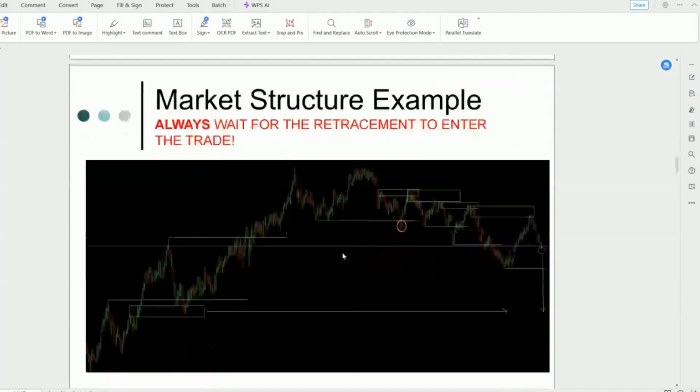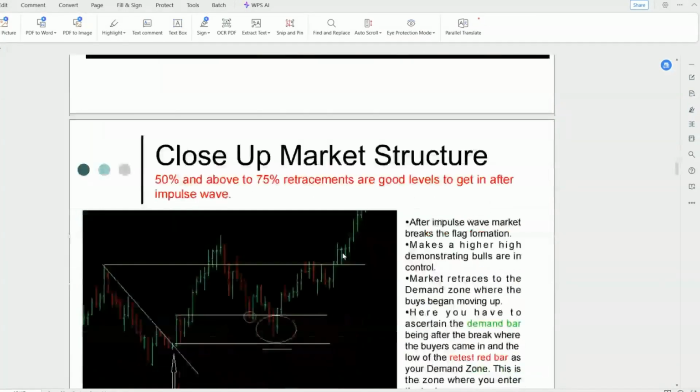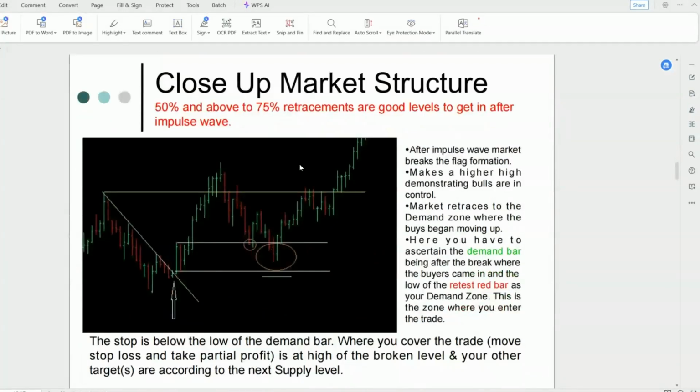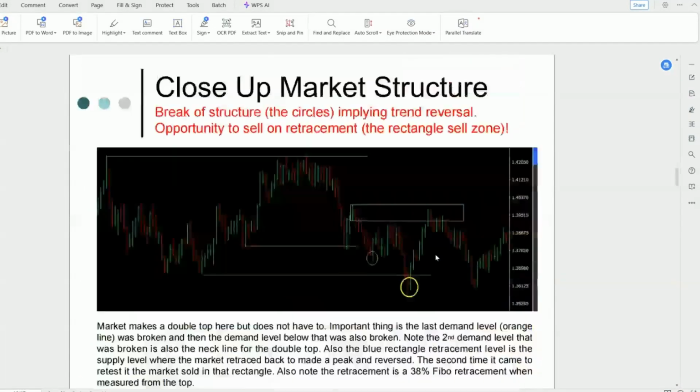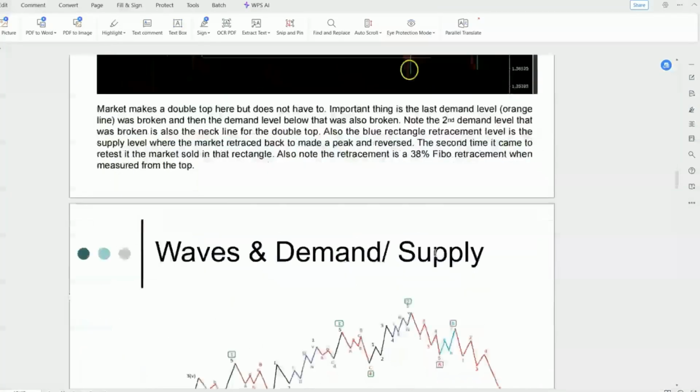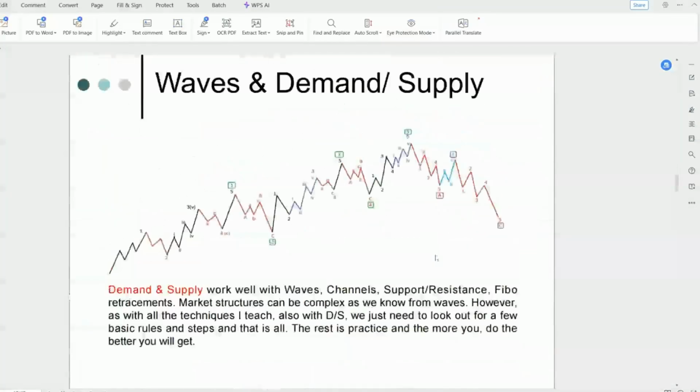Like I said, I've got a bunch of examples here with notes. I really recommend that you go through them and look for many examples so that your eyes can really get used to reading the charts. Now here I've got waves and demand and supply, and this is pretty much a bit of what we did, how demand and supply works with waves in terms of retracements, filling in gaps and coming back. But this is a whole topic on its own. If you've done wave analysis, you can combine it with demand and supply as well.